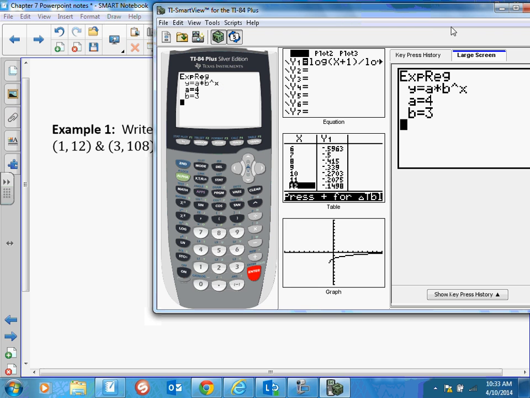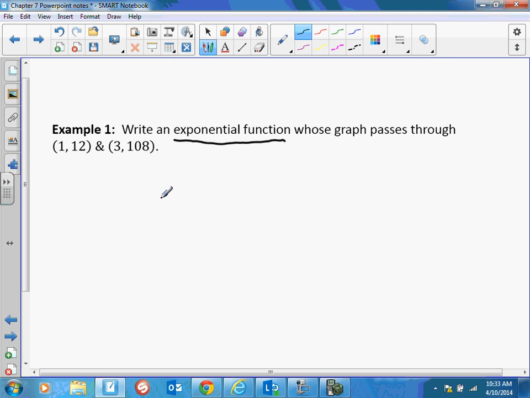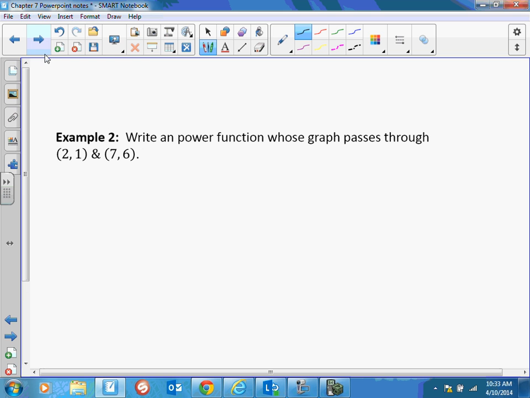So I'm going to write that: y equals 4 times 3 to the power of x. Okay, and that's it. Pretty easy. The graphing calculator does it all for you. There's a way you can do it by hand, but it's not nearly as quick or efficient, and it's kind of a pain. So just do it this way. It's easier.